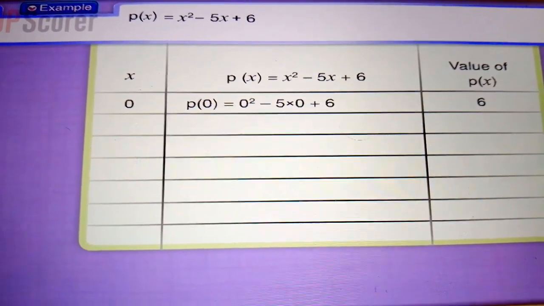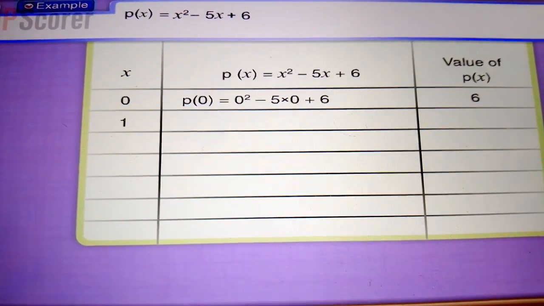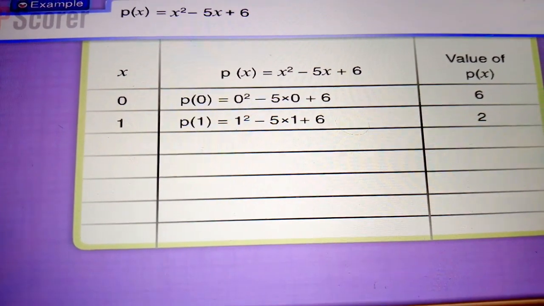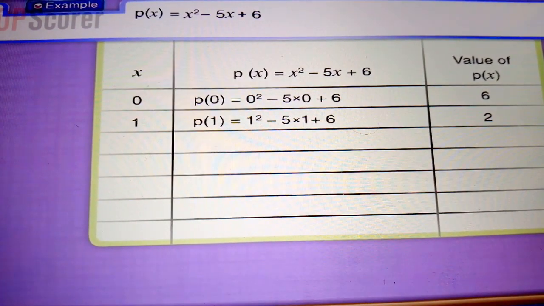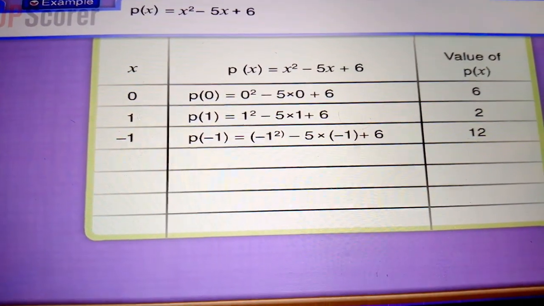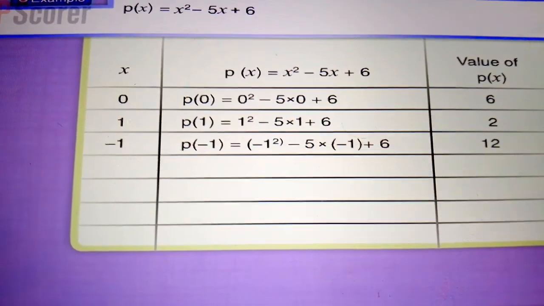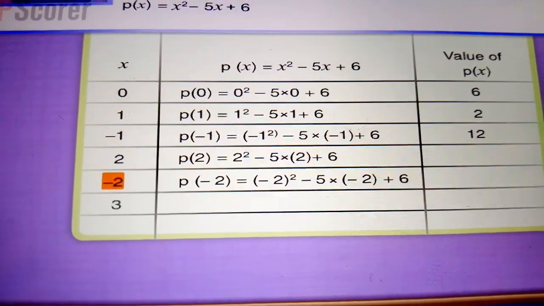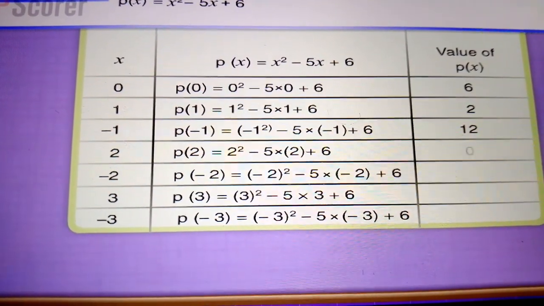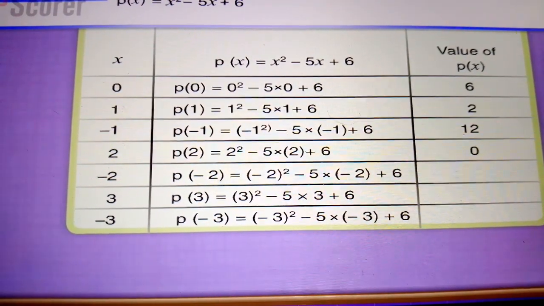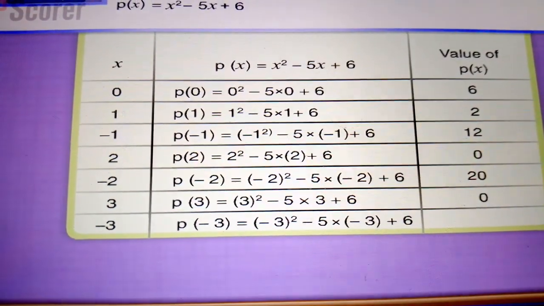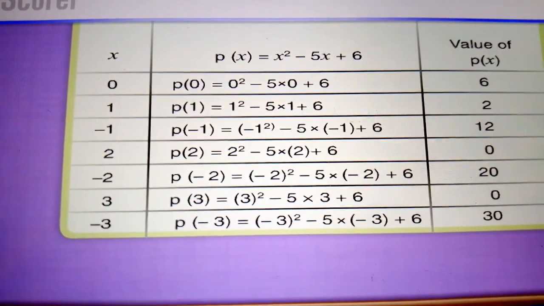What is the value of p(x) when x is equal to 1? When x is equal to 1, p(1) is equal to 2. What is the value of p(-1)? p(-1) is 12. In the same way, on substituting x is 2, minus 2, 3 and minus 3, we get p(2) is equal to 0. p(-2) is 20. p(3) is 0 and p(-3) is 30.